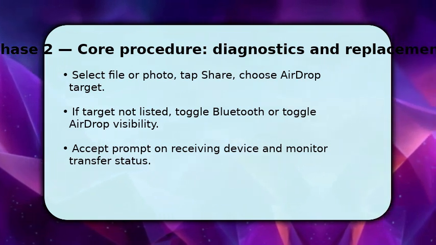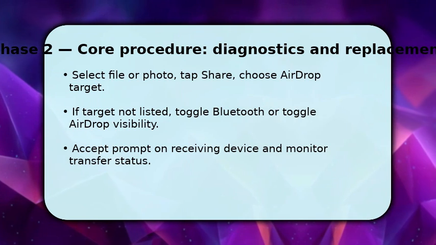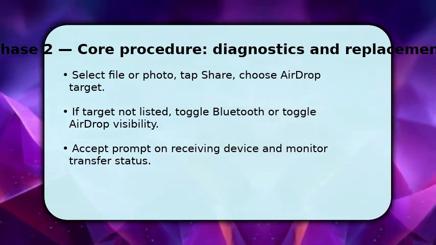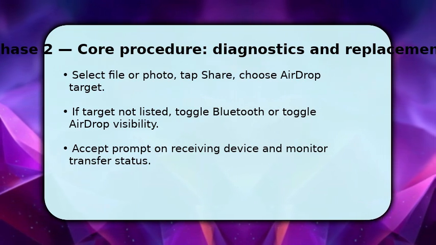Once the recipient's name shows, tap it and wait for the accept prompt. On the other device, press accept. You will see a progress indicator. Keep devices awake until it finishes.